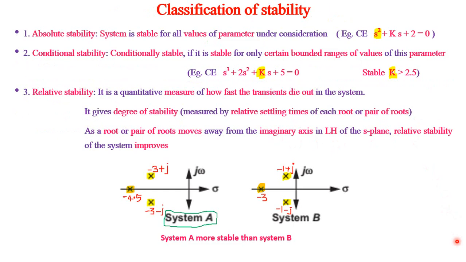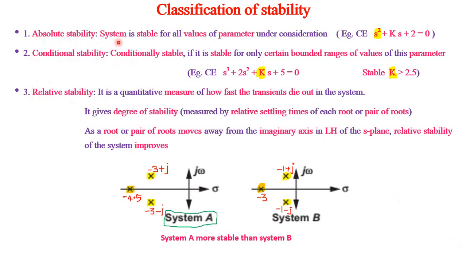Now let us understand the classification of stability. So we have understood what is stability, why stability is important, and how to assess the system stability of a linear time invariant system based on the location of poles. Now let us classify stability. So basically there are 3 categories: absolute stability, conditional stability, relative stability.